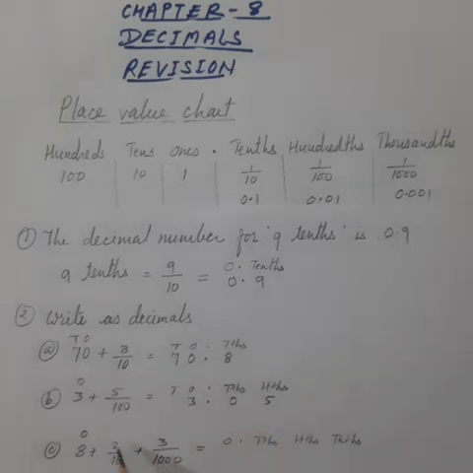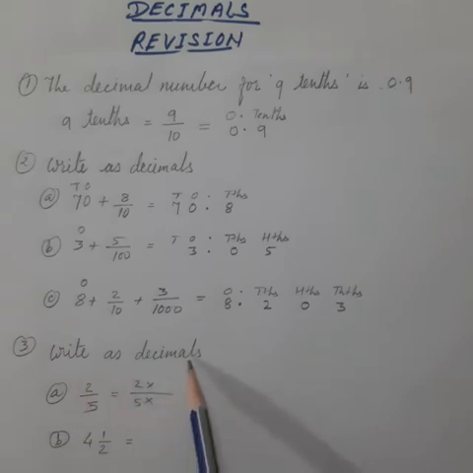C. 8 plus 2/10 plus 3 thousandths. 8 is at ones place. Point comes after ones place. 2/10. Tenths is the first place after decimal point. So 2 is at first place after decimal point. Hundredths is the second place after decimal point. But there are no hundredths. So write here 0. 0 hundredths. 3 thousandths. Thousandths is the third place after decimal point. So the digit 3 is at third place after decimal point. So the required decimal number is 8.203.